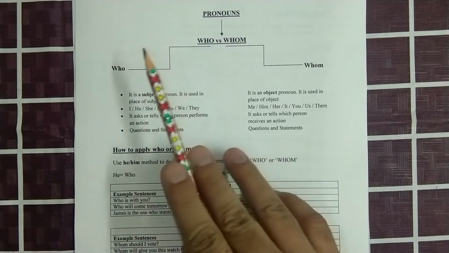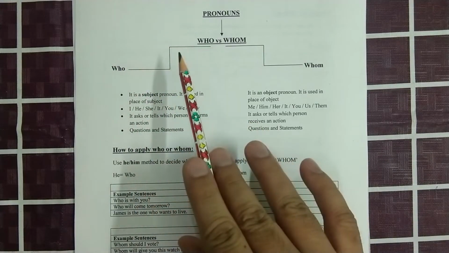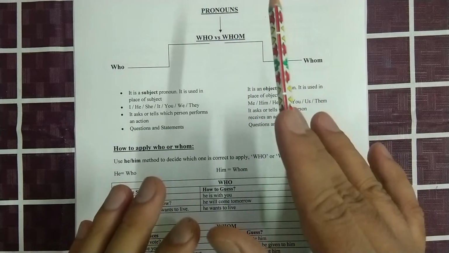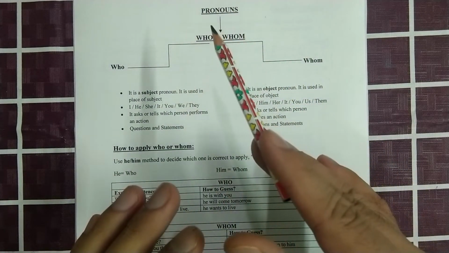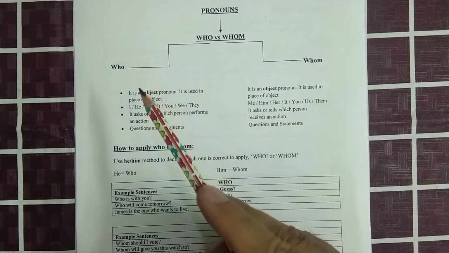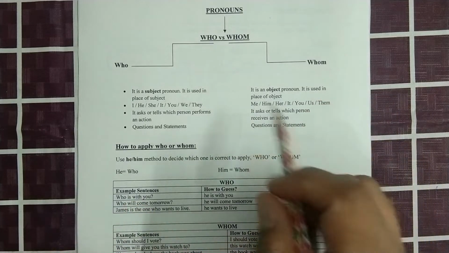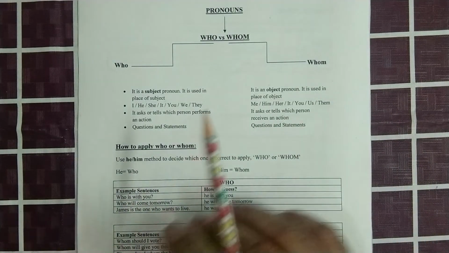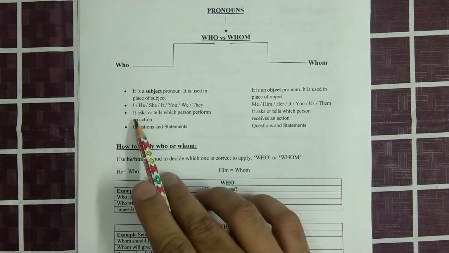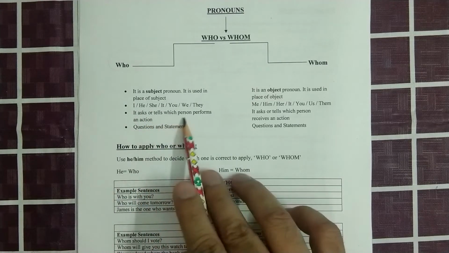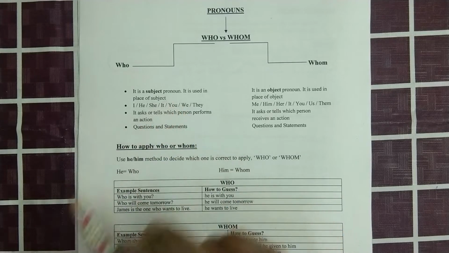So in general, who and whom are used for human beings. We can also use them for animals, but that is a different thing altogether. We can discuss that in some other video, but in general we use them with humans. All right. So another difference, who asks or tells which person performs an action. Of course, I have already told you that.